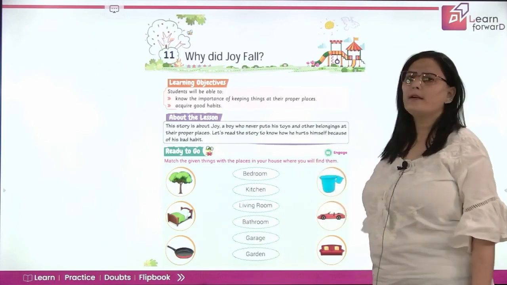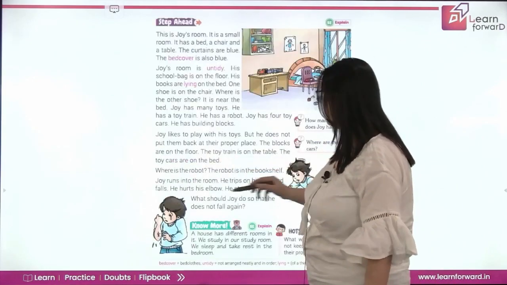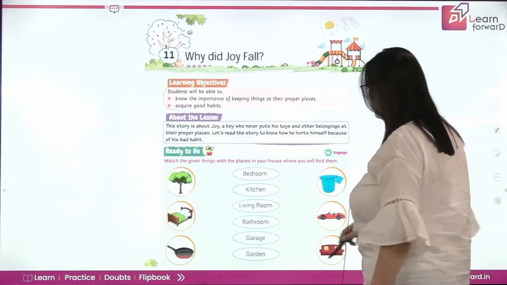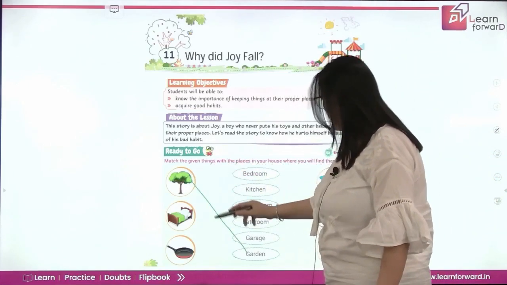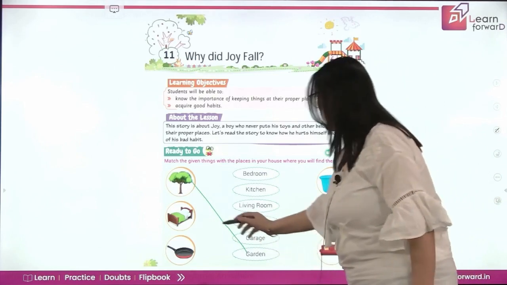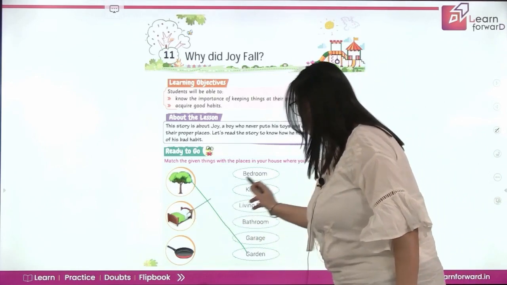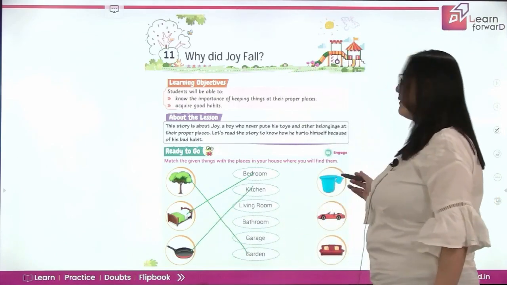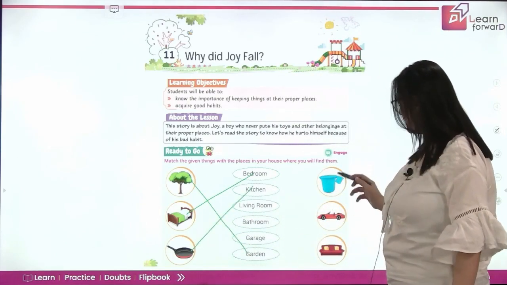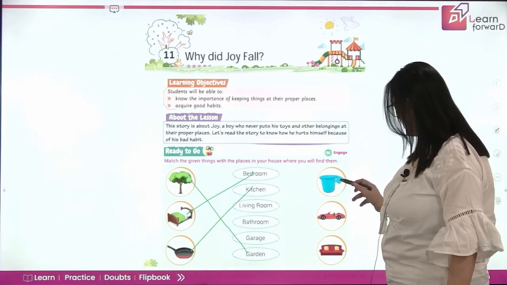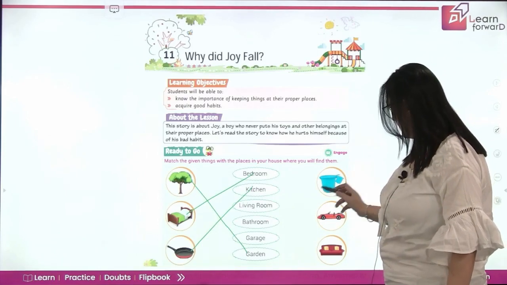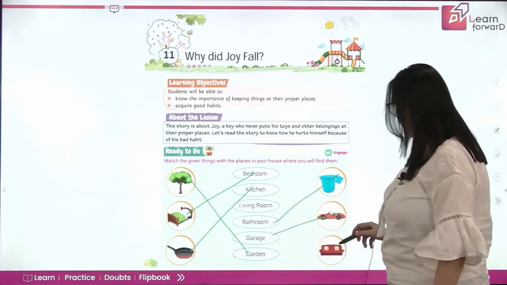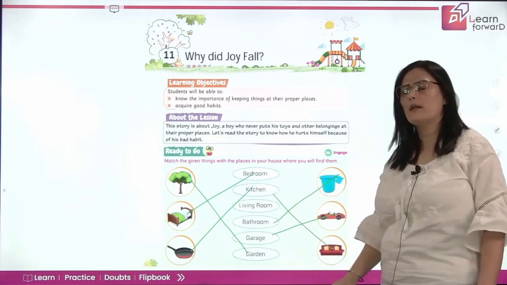So where do you find a tree? In a garden. Where do we find a bed? In the bedroom. Good. Where do we find the pan? Kitchen. Spade and the bucket? We find it in the bathroom. Then a car, garage, and then finally we have a sofa. It is there in the living room.